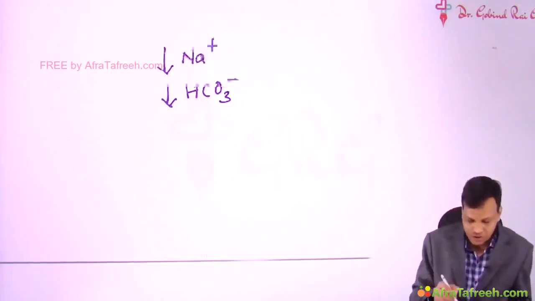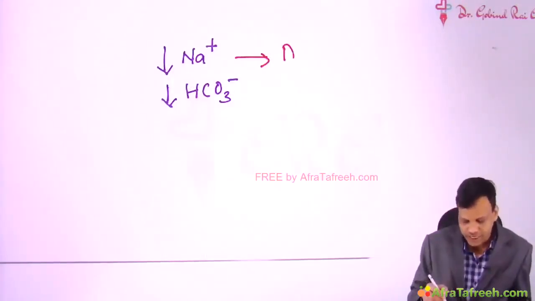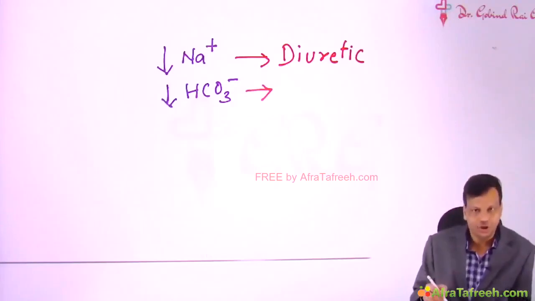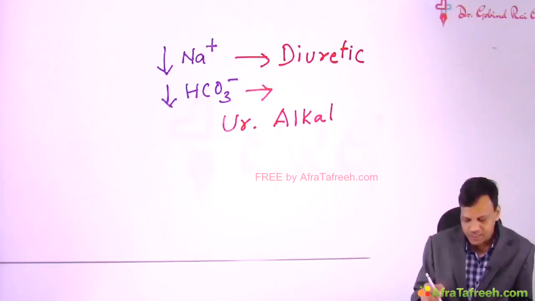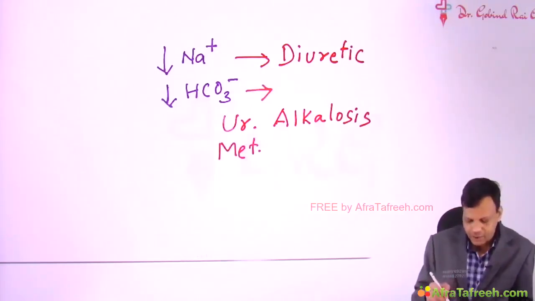When sodium is lost in the urine, water follows along with it, so it will produce a diuretic effect. Whereas loss of bicarbonate will make the urine alkaline because more bicarbonate is present in the urine, so urinary alkalosis may occur. And when bicarbonate is lost in the urine, it will be less in the blood, so that can result in metabolic acidosis.